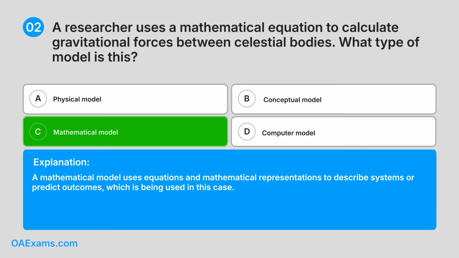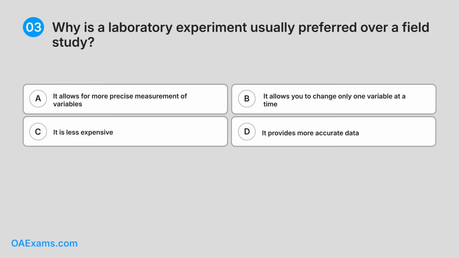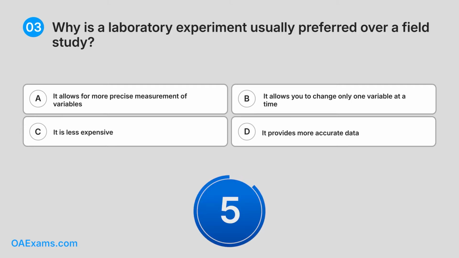3. Why is a laboratory experiment usually preferred over a field study? A. It allows for more precise measurement of variables. B. It allows you to change only one variable at a time. C. It is less expensive. D. It provides more accurate data. Can you guess the answer?